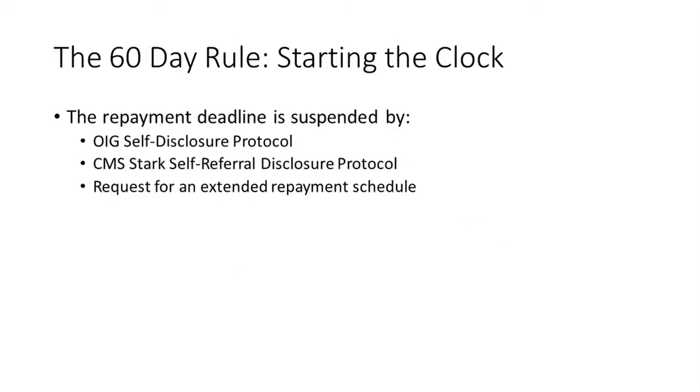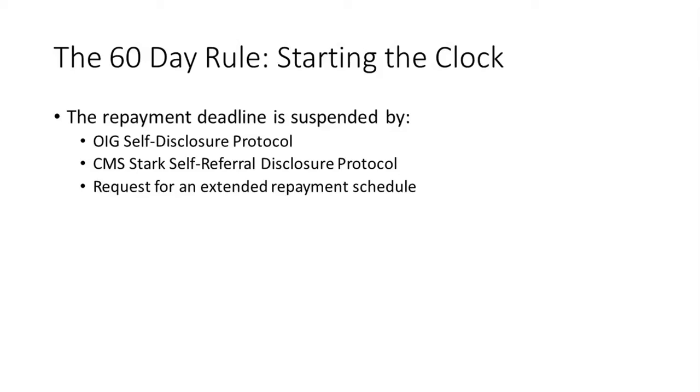Okay, so now let's say we have an investigation, we have discovered an overpayment, it's been quantified, and the 60-day clock is ticking. What if you decide, we've got a serious problem, we think this may be a violation of the anti-kickback statute, civil monetary penalties law, we need to self-report, or you have a Stark problem, and you think that you need to report to CMS. In those cases, if you do that, it tolls that 60-day clock.